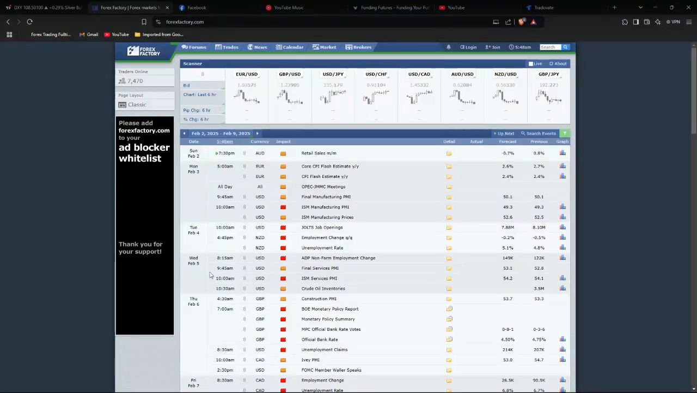On Wednesday, 8:15 a.m., we have ADP non-farm employment change, high impact news. At 9:45, services PMI, and at 10 exactly we have ISM services PMI for the US dollar again. And at 10:30 we have the crude oil inventories.